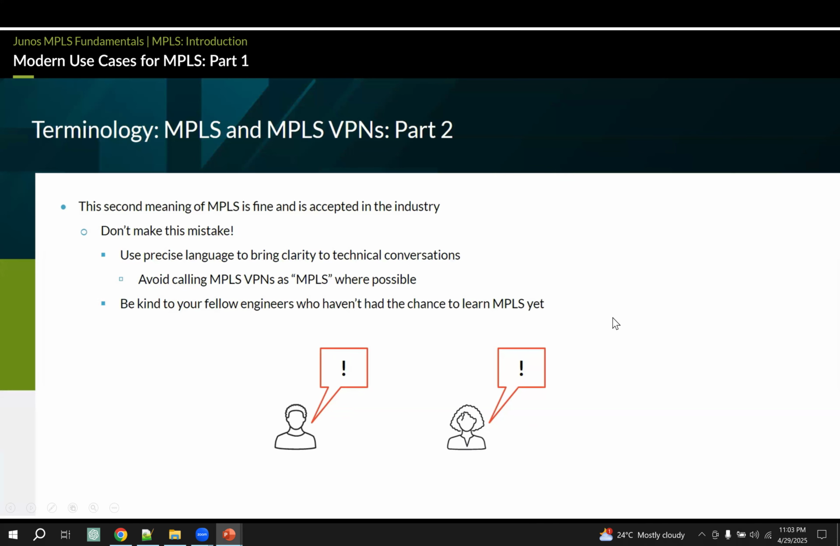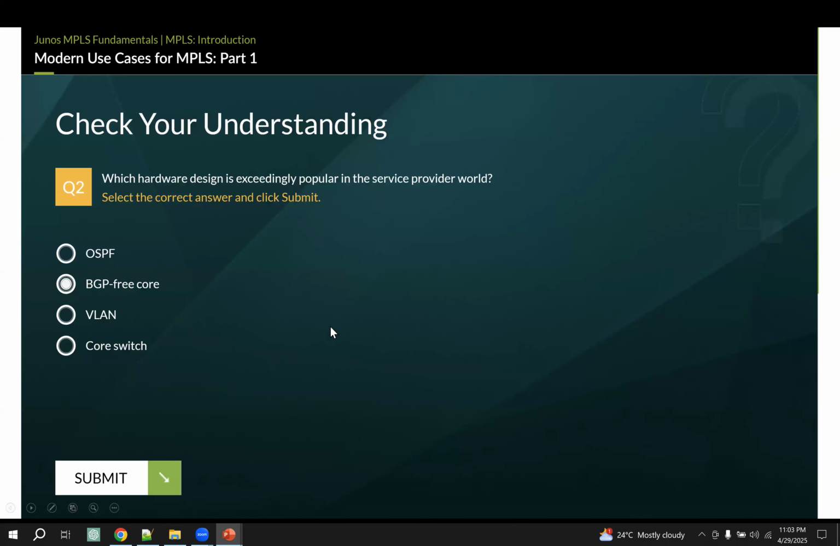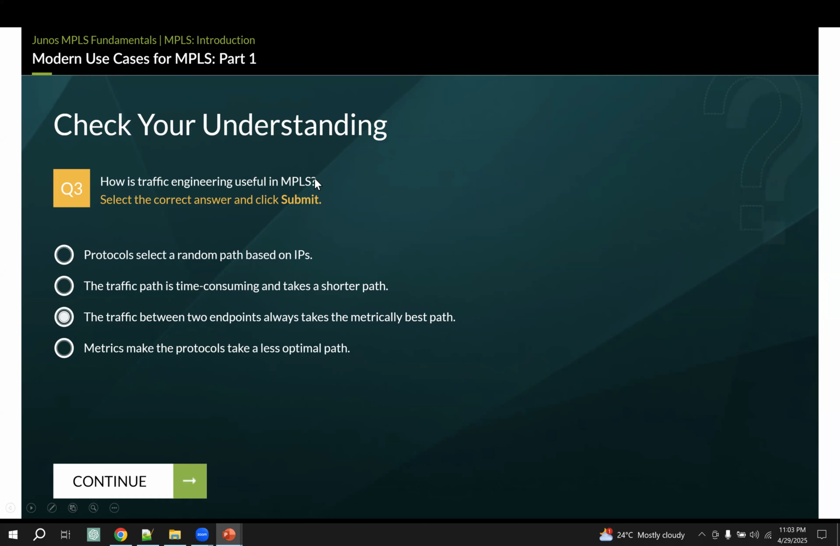So this is some question and answer like this. What are the constraints that you can add to a traffic engineered LSP? Choosing the exact hop-by-hop path that an LSP takes. Tagging certain links that should be avoided. Resignaling the LSP automatically as new and better paths become available. Which hardware design is exceedingly popular in the service provider world? BGP free core. How is traffic engineering useful in MPLS? Traffic between two endpoints always takes the metrically best path.